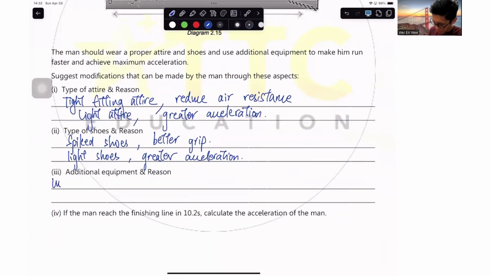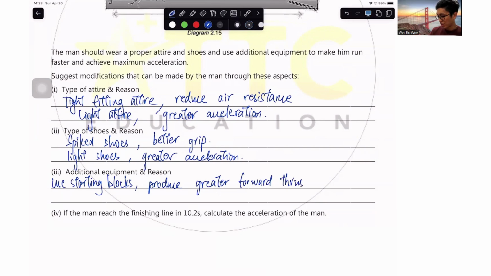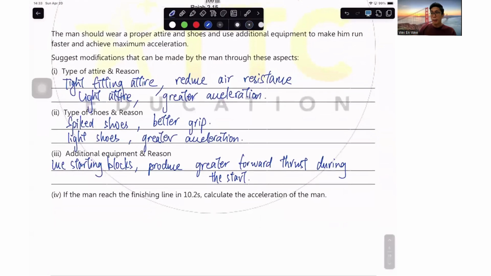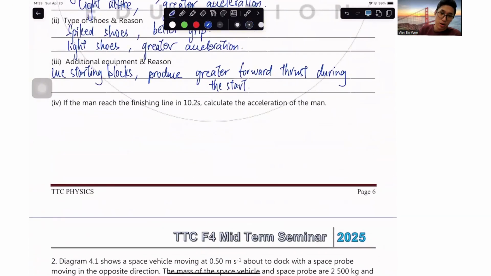So you can say use starting blocks. The reason you can say produce greater forward thrust. You all know what's forward thrust or not? Thrust is any force that pushes you forward. Anything that pushes you forward is called thrust. It's a forward force. Produce greater forward thrust during the start.